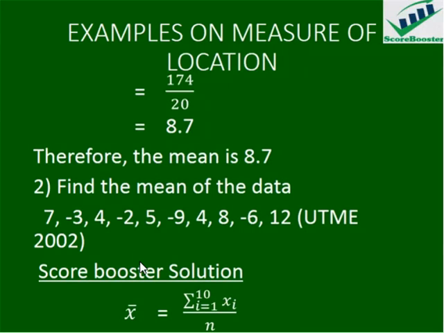So that is that on that. So we move to the second question. The second question, we are to find the mean of this data: 7, minus 3, 4, minus 2, 5, minus 9, 4, 8, minus 6, 12. This is also a UTME past question, UTME 2002.